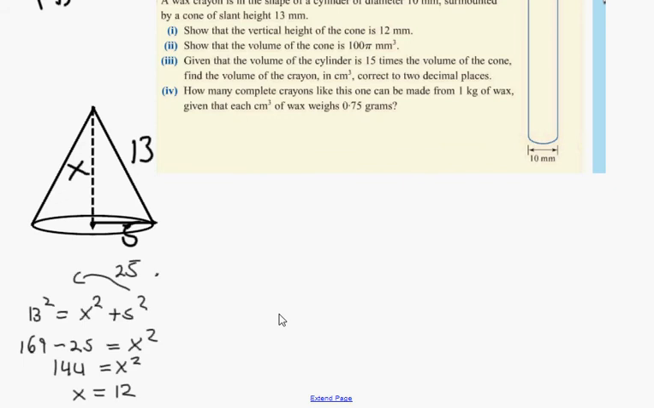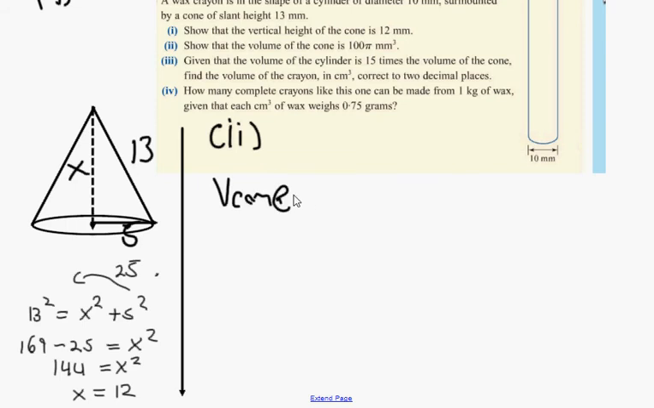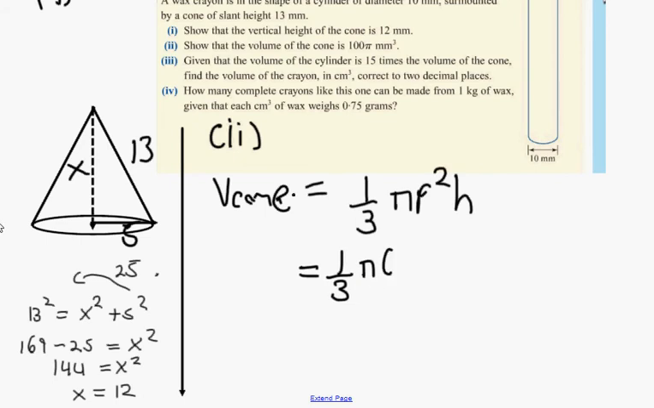Now part 2 is show that the volume of the cone is 100 pi millimeters squared. So you look up the volume of cone in your formula. And when you get the volume of cone, it's going to be a third pi r squared h. Okay? Equals a third pi multiplied by r. The radius of the cone is 5 squared, and the vertical height we just got is 12.